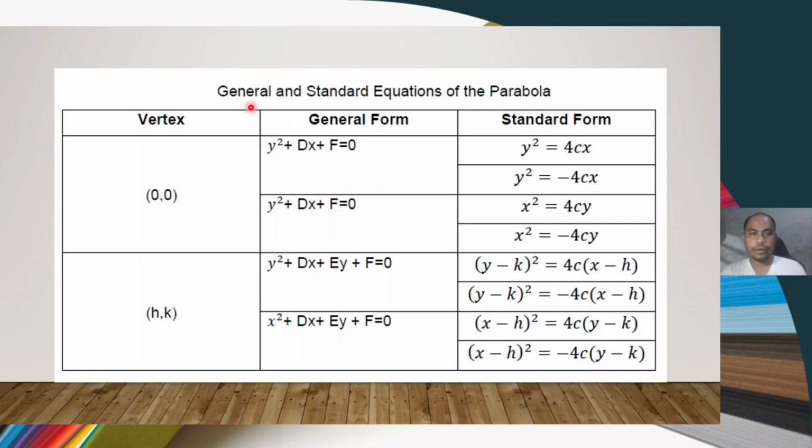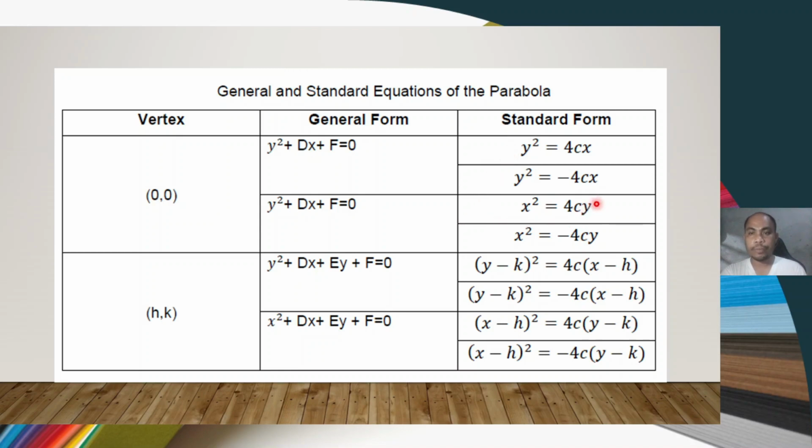Okay, moving on, here are the general and standard equations of the parabola. If the vertex of our parabola is at the origin, meaning the coordinates are 0 and 0, the x is 0 and the y is 0, the general form is this one: y squared plus dx plus f equals 0. How about the standard? The standard form has two: y squared equals 4cx and x squared equals 4cy.